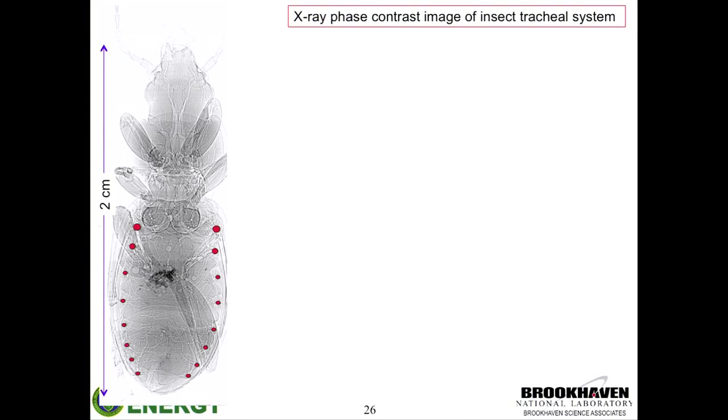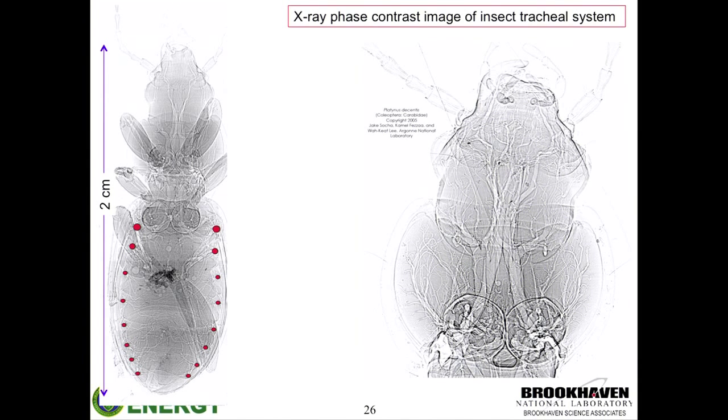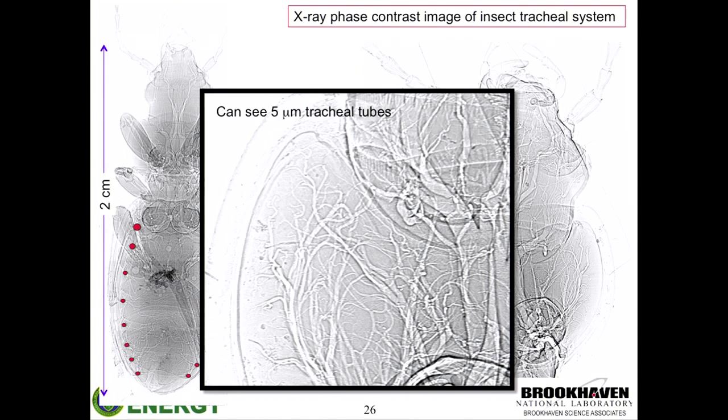So if you look at the animal with X-ray phase contrast imaging, here's a beetle. It's about 2 centimeters. And if you zoom in, okay, to the head, and you can zoom in some more, what you see is you're able to see very clearly these tracheal tubes down to 5 microns in diameter. Okay, so you can see the entire network of air tubes in this insect very, very clearly.